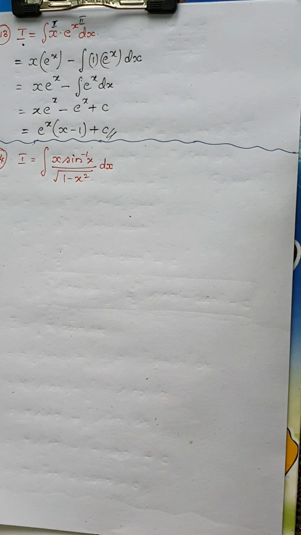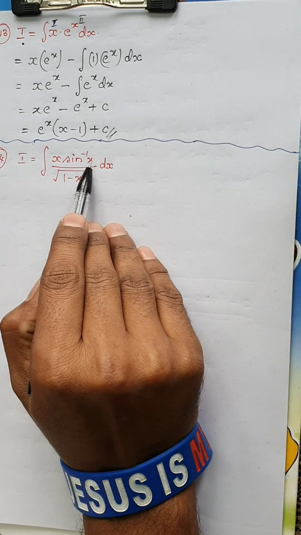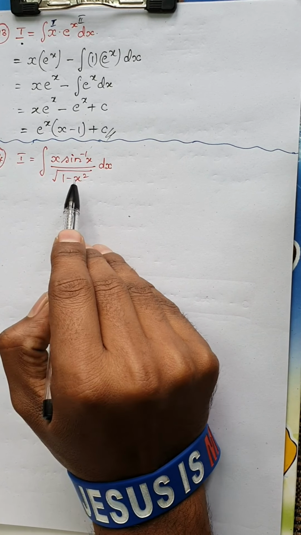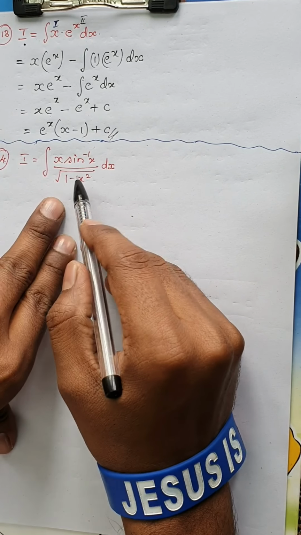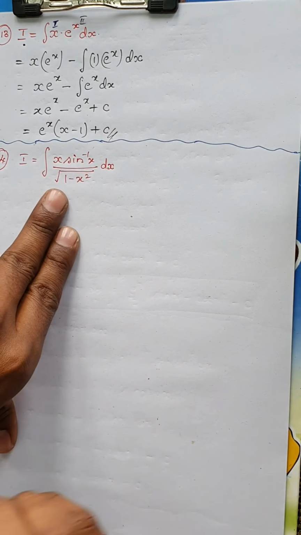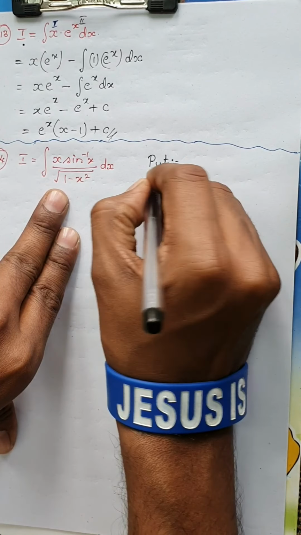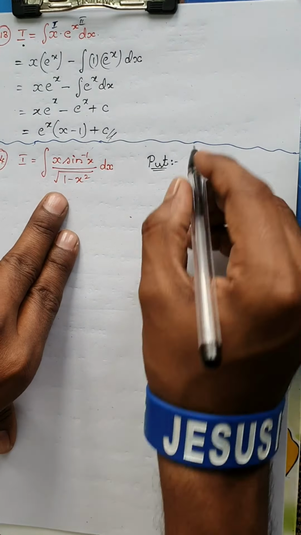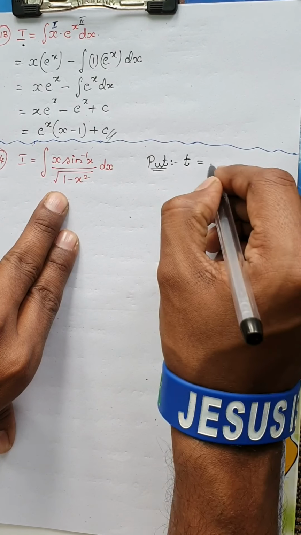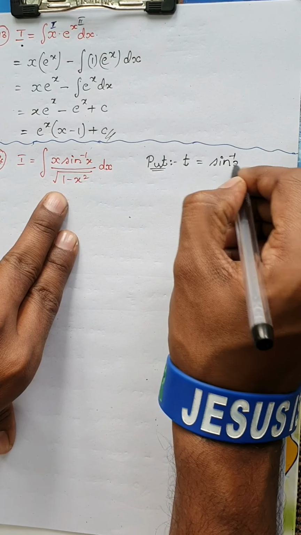The next integral I have is the integral of x sin inverse x divided by root of 1 minus x squared. Dear students, before we use the integration by parts procedure for this, let me use some substitution here and put it into the most simplified form. Let me put t is equal to sine inverse x and see what happens.